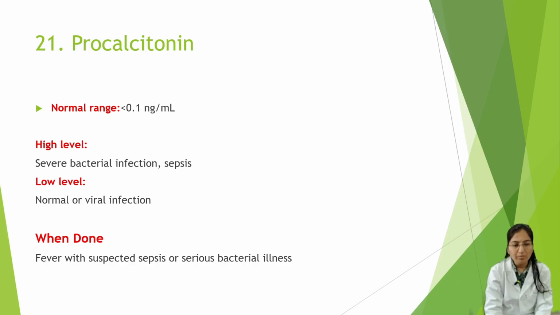Next one we can see here is procalcitonin. Procalcitonin normal range is less than 0.1 ng per ml. A high procalcitonin level indicates severe bacterial infection and sepsis. If it is low, it is normal or a viral infection is present. This test is done in fever with suspected sepsis or serious bacterial illness.